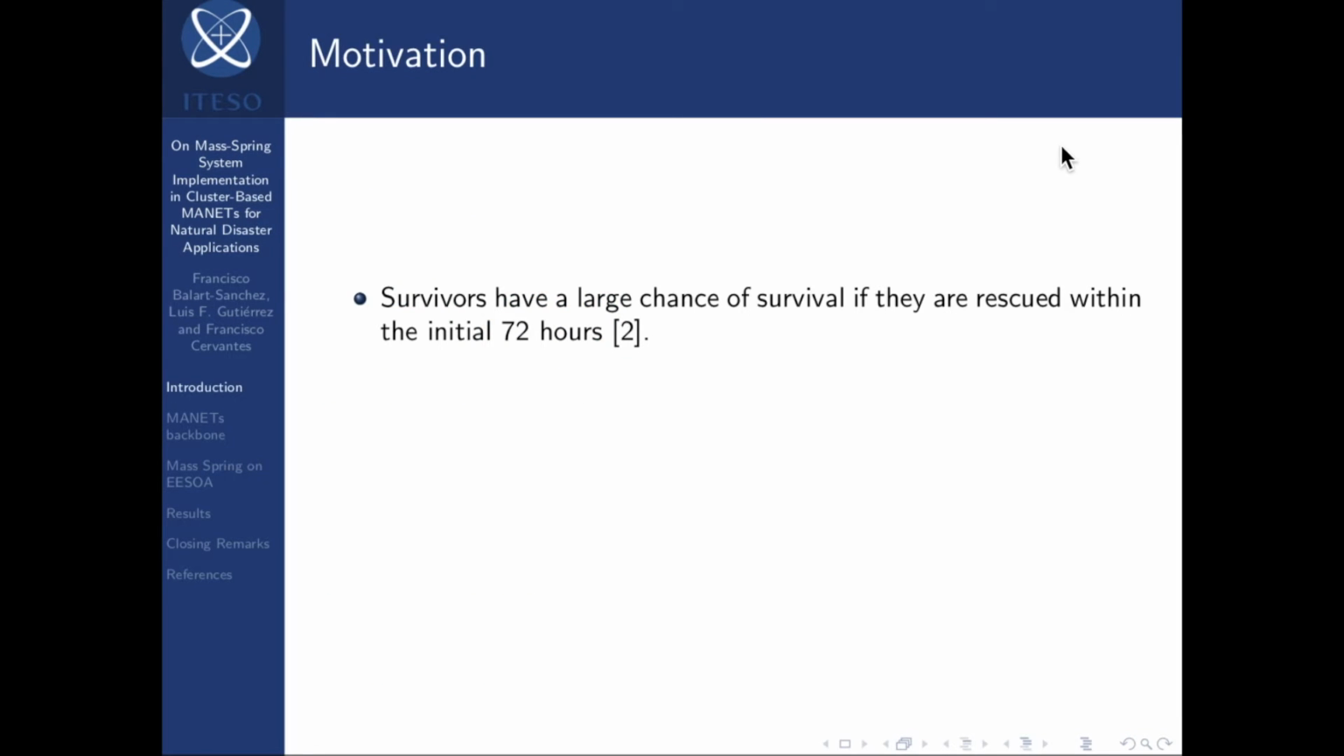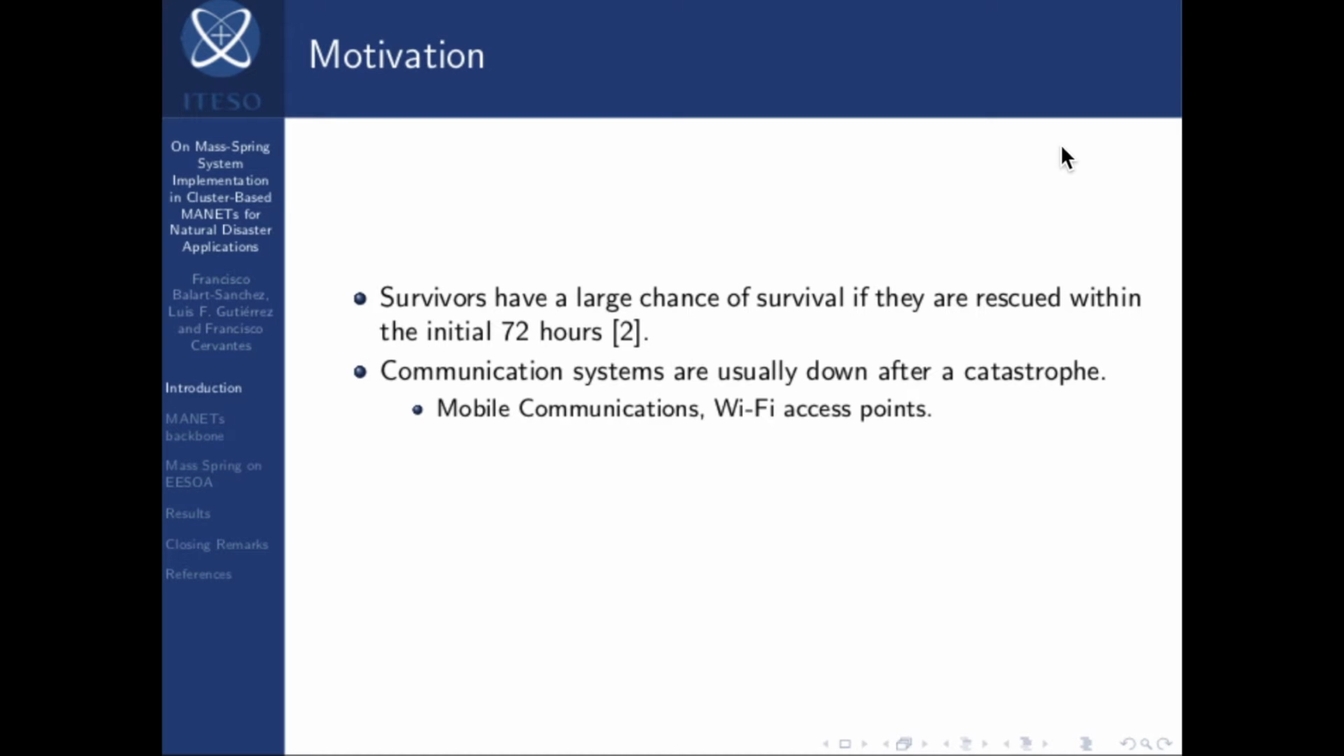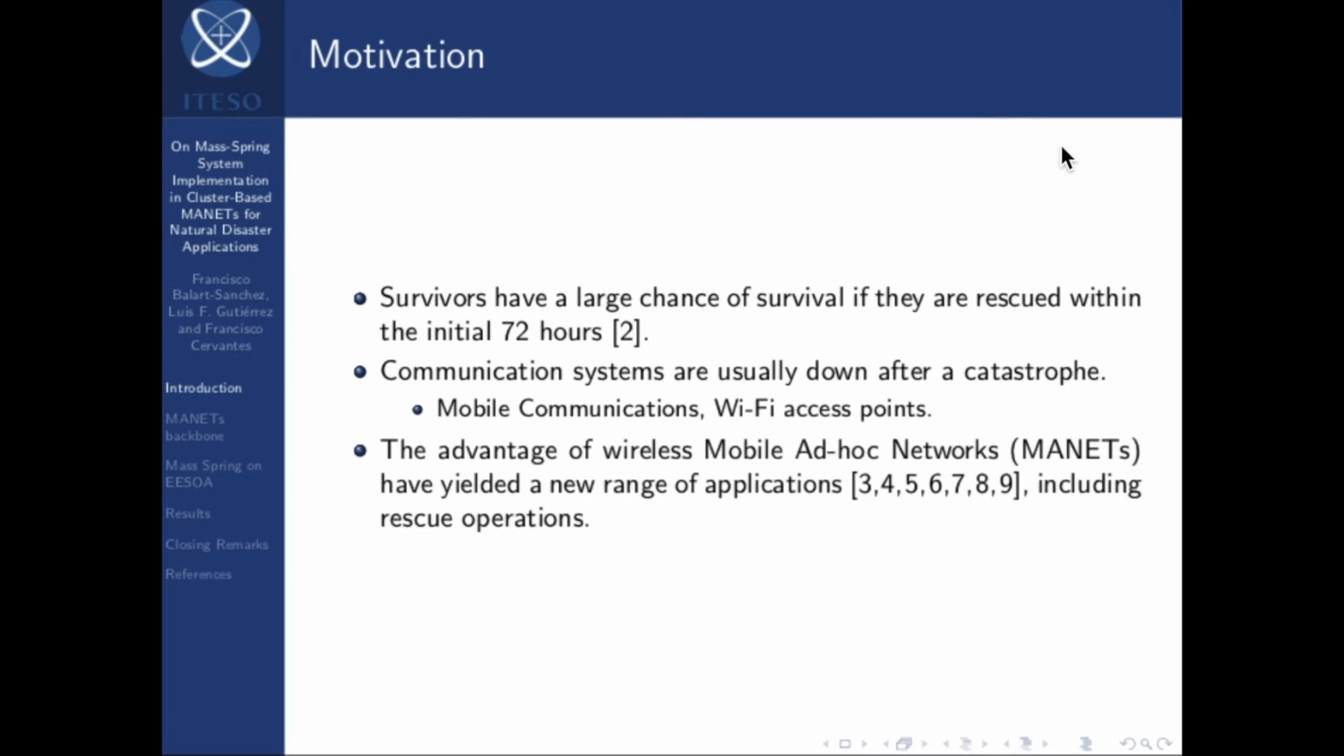Survivors have more probability of survival when found within the initial 72 hours. This is known as the golden rule. Due to the catastrophe, common communication systems such as cellular communication, local Wi-Fi access points, and other wired networks are usually down. Therefore, MANET's advantage over wired networks shows promise in search and rescue operations.